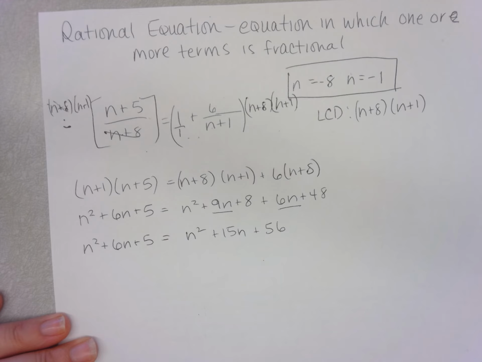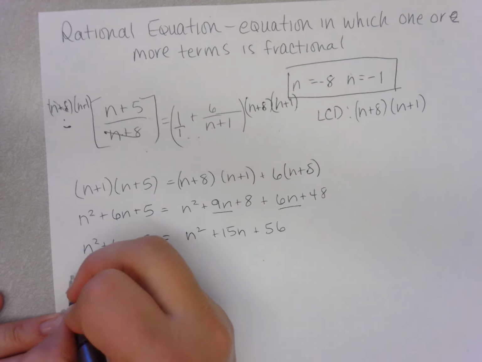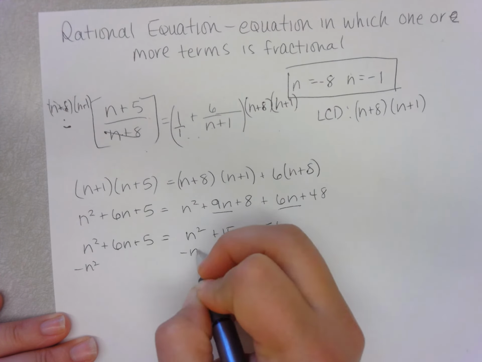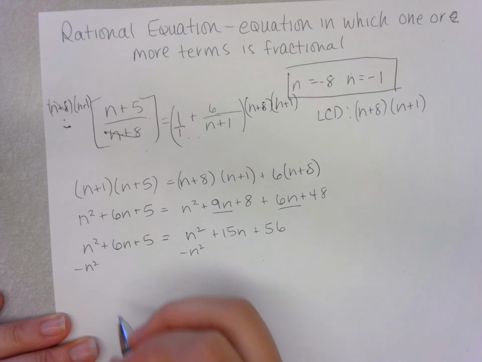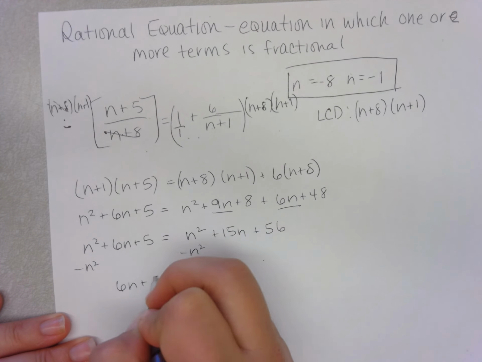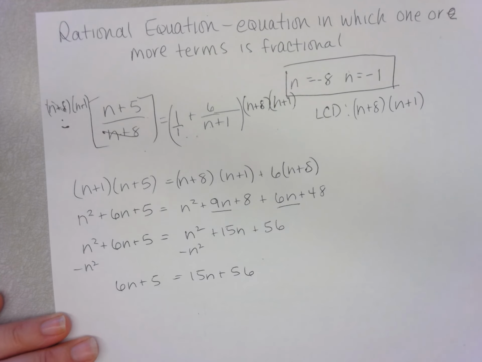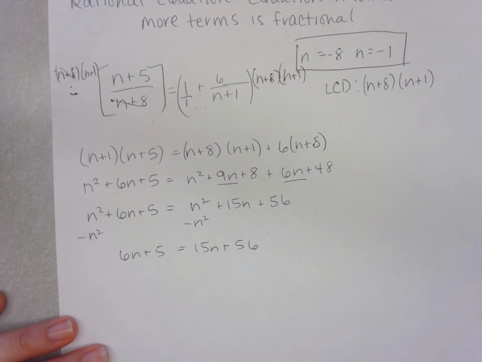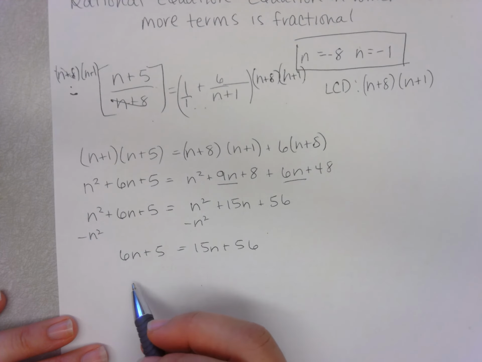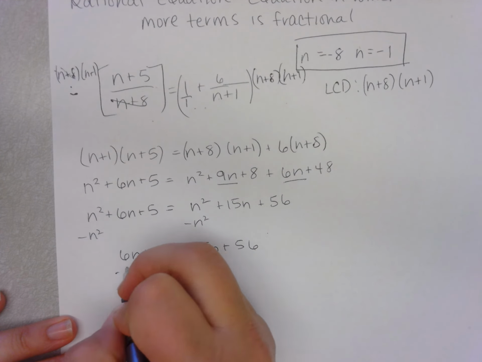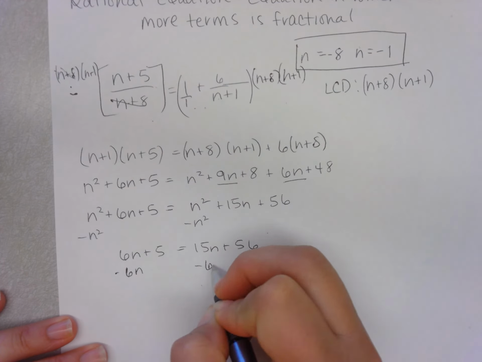All right, so I want to get all my n squareds on both sides. I notice, oh wait, as soon as I subtract 1, all my n squared terms are gone. So that just leaves me with 6n plus 5 is equal to 15n plus 56. There is some algebra involved here. Right, so now, because I like my n's to be positive, I'm going to subtract 6n from this side.